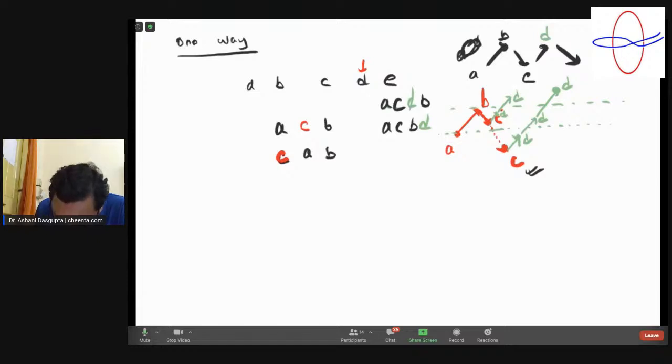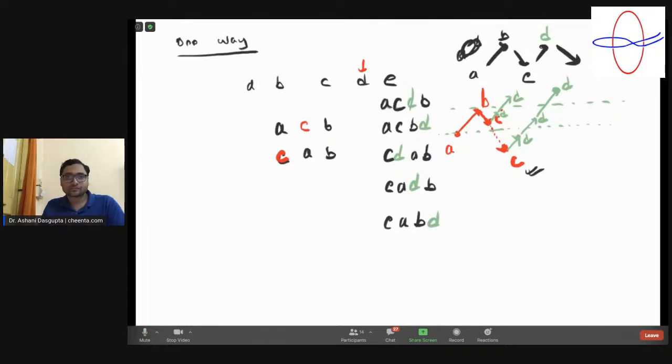So again, I'll write C, A, B. So this is D. Or we could have C, A, B, and this is D. Or we could have C, A, B, and this is D. Okay? So we have 2 plus 3. I'm brute forcing it.